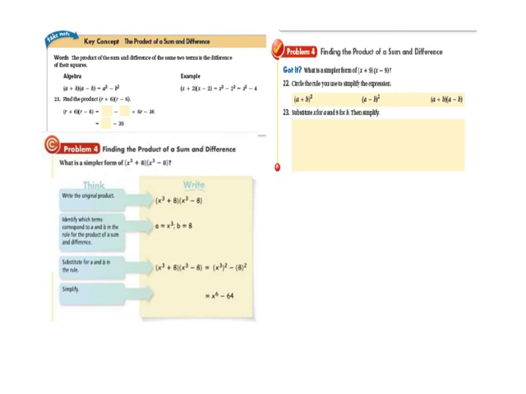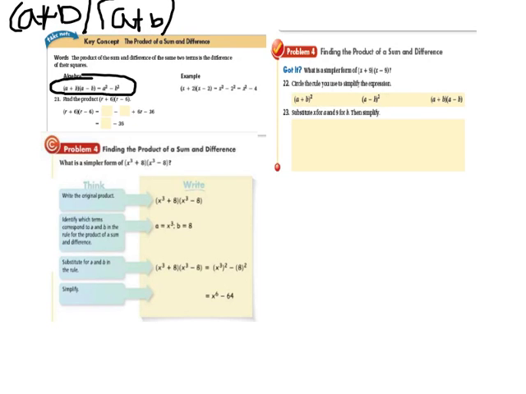Next we have the product of sums and differences. This is one of my particular favorites because when we had a plus b times a plus b, we'd end up with a middle term. We had the a squared plus 2ab plus b squared. But when we have one that's positive and one that's negative, we don't have a middle term, which makes this a lot easier to think about.